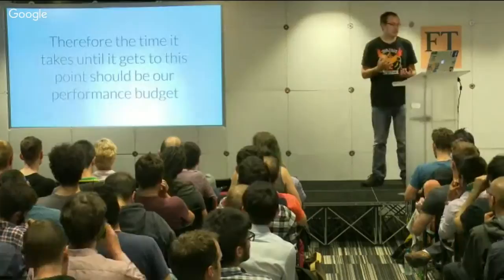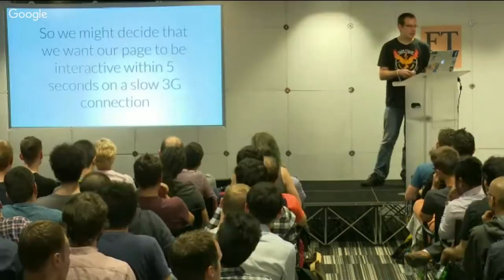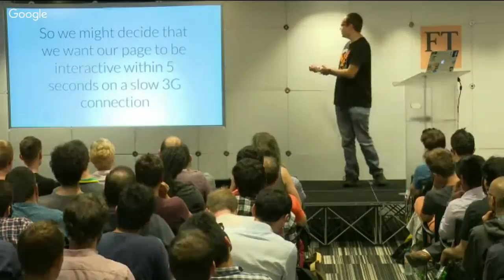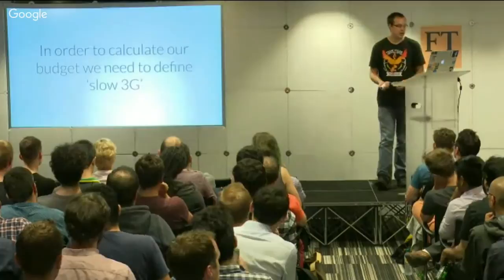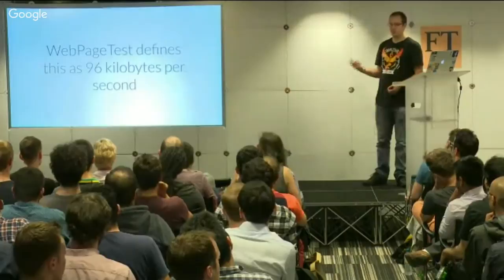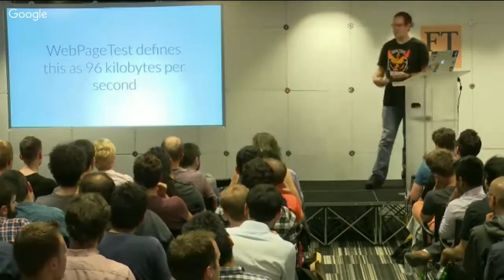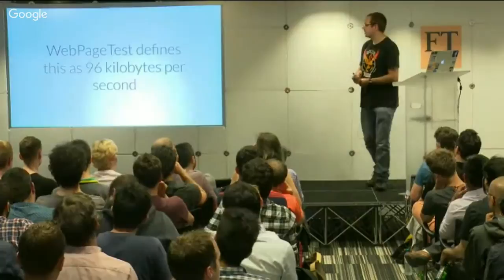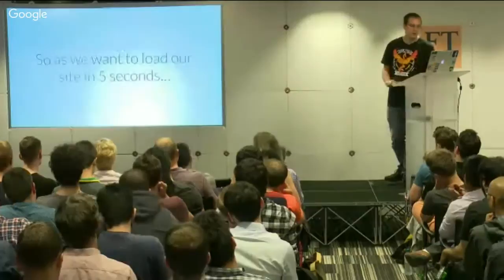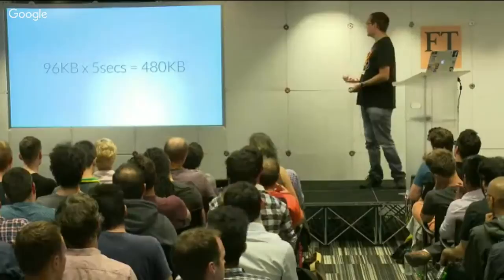So we might decide that we want the page to be interactive within 5 seconds on a slow 3G connection. This is actually what we decided on the Beamly site when we were building it. And in order to calculate our budget, we need to define slow 3G. I actually use WebPageTest as my list of what to call my connection speeds. It's quite a good source for that sort of information. And it defines slow 3G as 96 kilobytes per second. So as we want our site to load in 5 seconds, that's 96 kilobytes times 5 seconds equals 480 kilobytes. We can then split 480 kilobytes across our assets.